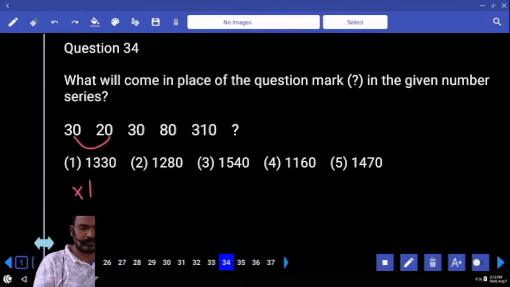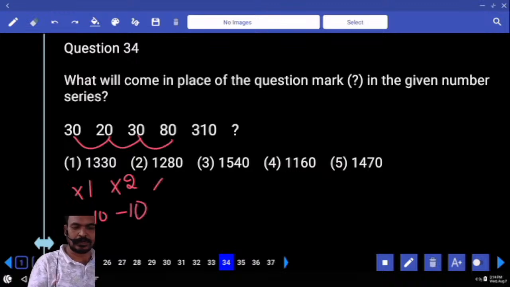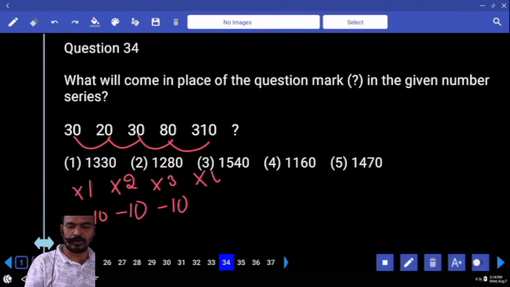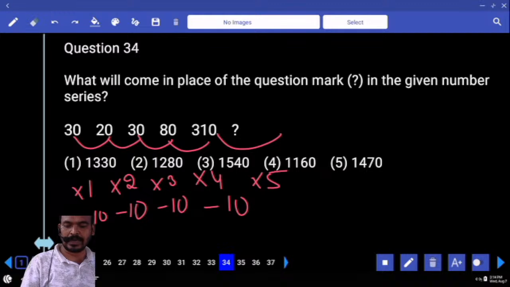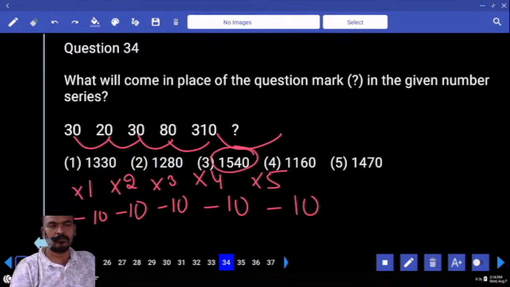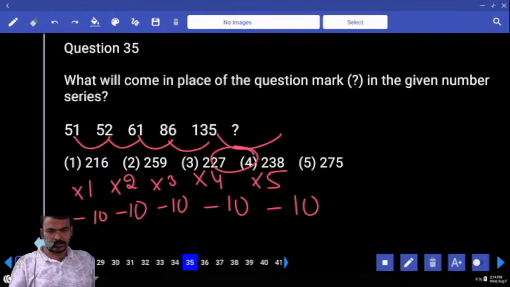31 is how much? 13 minus 10 or plus 10? Next one into 2 minus 10. Next one into 3 minus 10. Next one into 4 minus 10. Next one into 5 minus 10. What is the answer? 1540. Next question number 35.